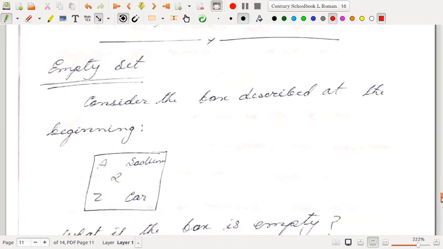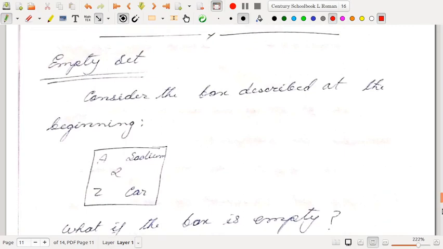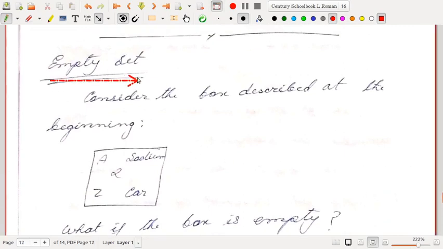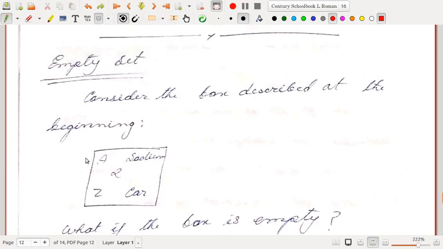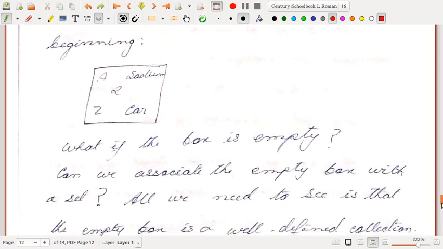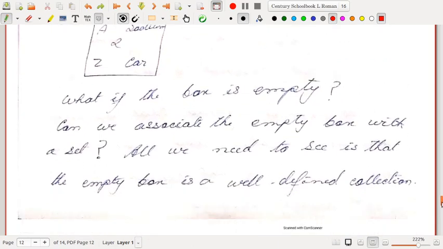And another concept that is quite important in set theory is the concept of the empty set or the null set. Consider the box described earlier at the beginning. So we have this box A, sodium, 2, Z and car. What if this box is empty? Can we associate the empty box with a set?